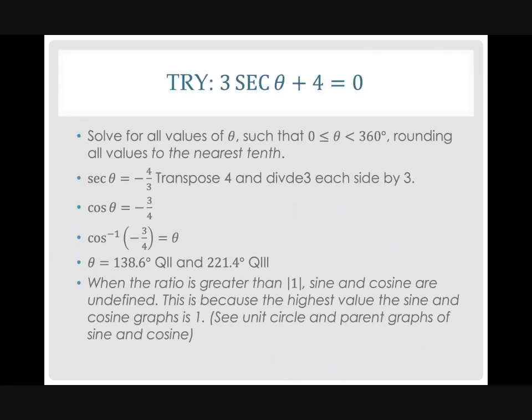When the ratio is greater than 1 for sine and cosine, it is actually undefined. This is because the highest value for sine and cosine is 1. And you can look at the unit circle. Notice how it doesn't exceed 1. And also the parent graphs for sine and cosine.